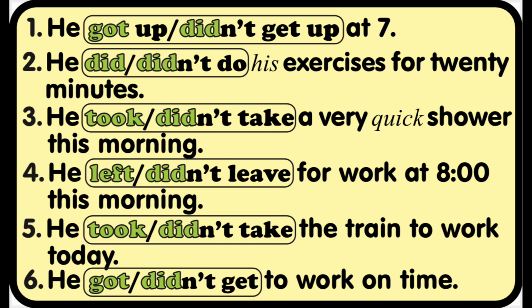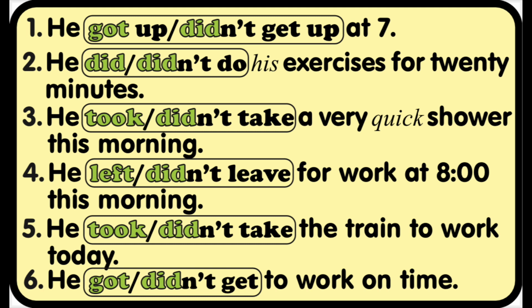So, number 1, he got up at 7 or he didn't get up at 7? That is correct. He didn't get up at 7 today. He got up at 6:30. Good job. Number 2, he did his exercises for 20 minutes or he didn't do his exercises for 20 minutes today? Correct. He didn't do his exercises for 20 minutes today. He did them for only 5 minutes.